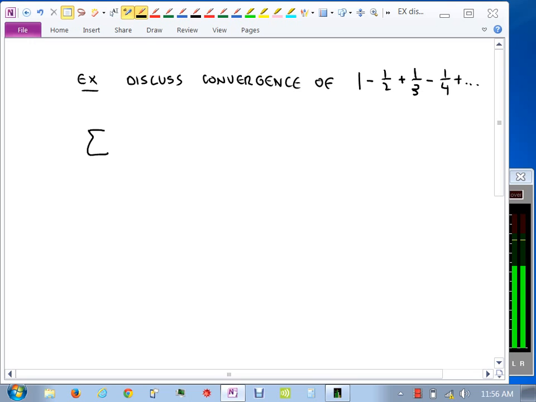We have the sum from n equals 1 to infinity. We already came up with this formula: negative 1 to the n plus 1 times 1 over n, right?